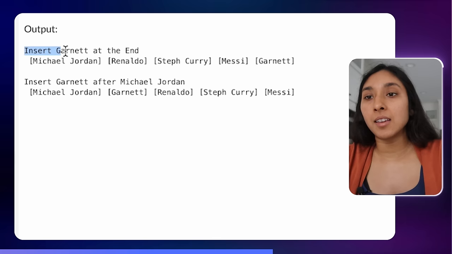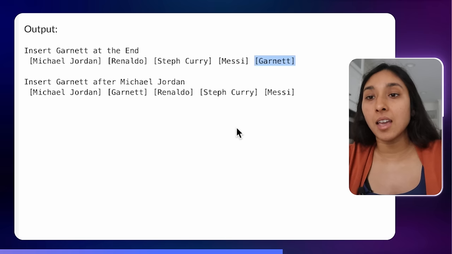And the output looks like this. Once we inserted Garnett at the end, you can see that Garnett is at the end. Once we tried to insert Garnett after Michael Jordan, you can see that Garnett is right after Michael Jordan right there.